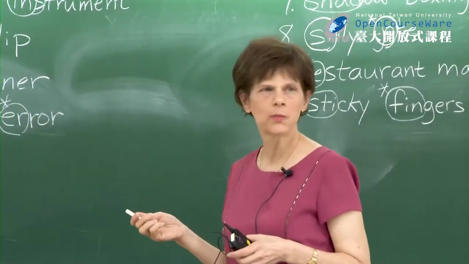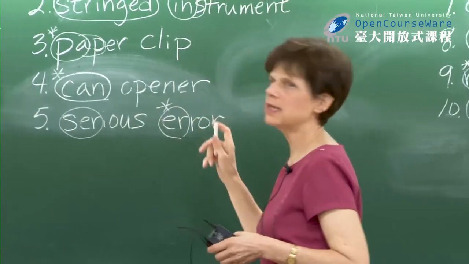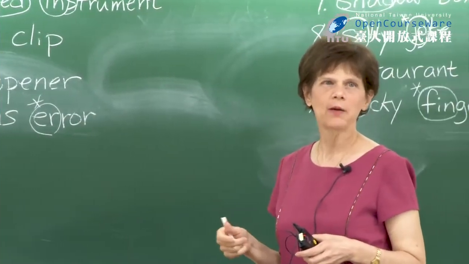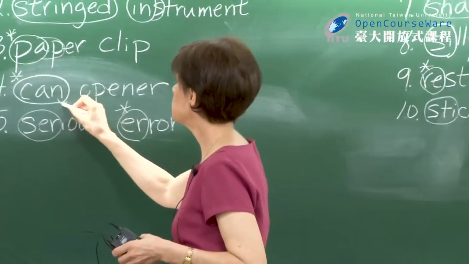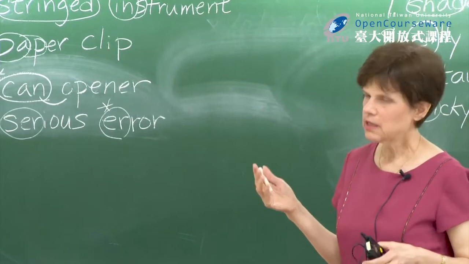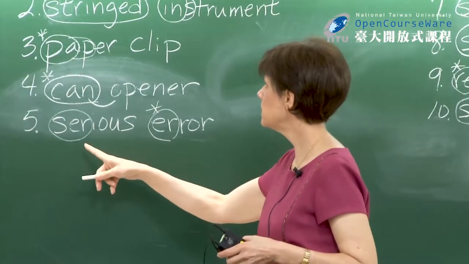Let's try it again. Can opener. Can opener. And then watch the N. Don't say it separated. If you link, we won't have problems. You can link the N to the next word because it starts with a vowel. Can opener. That sounds really natural. That sounded really good. All right. Five. Go ahead and read it.